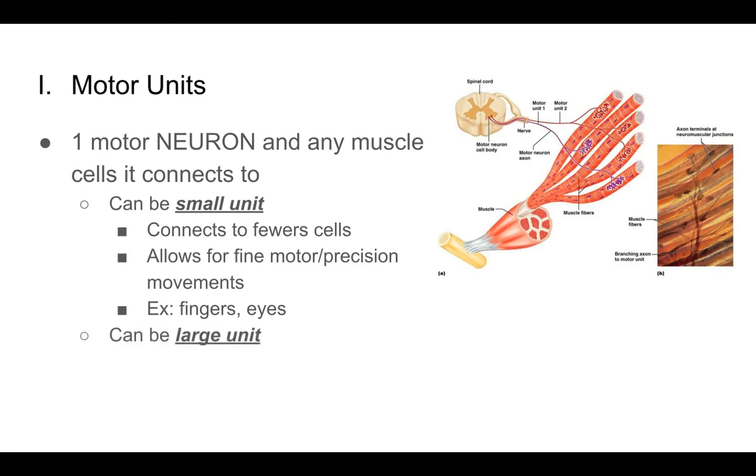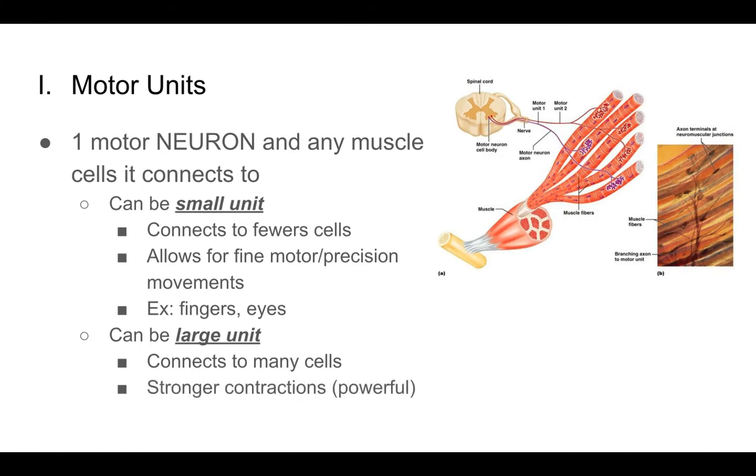Larger units have more cells in them. So one motor neuron connects to many muscle cells. And because of that, we sacrifice a little bit of the precision, but what we gain is strength. And so we see that large motor units are very strong and very powerful. A great example would be those large muscles that we learned about when we talked about the quadriceps or the hamstrings, your biceps, your triceps. Those large muscles, those are large motor units.